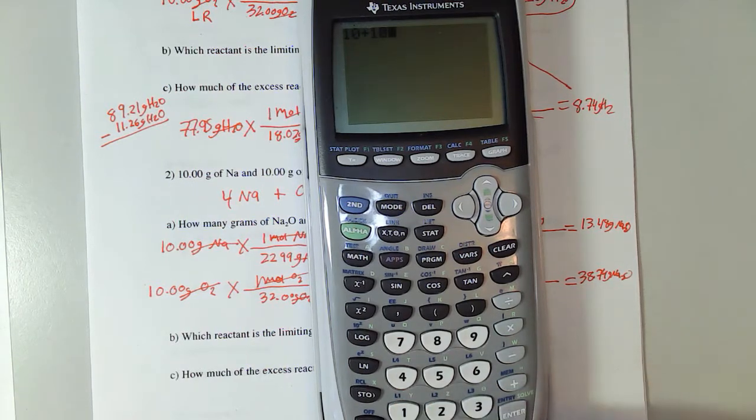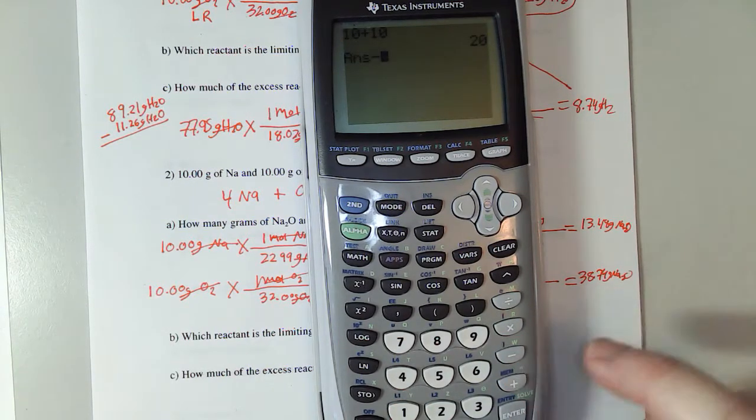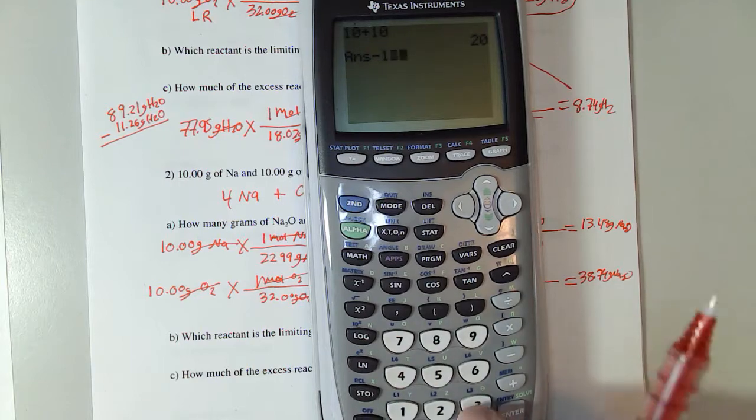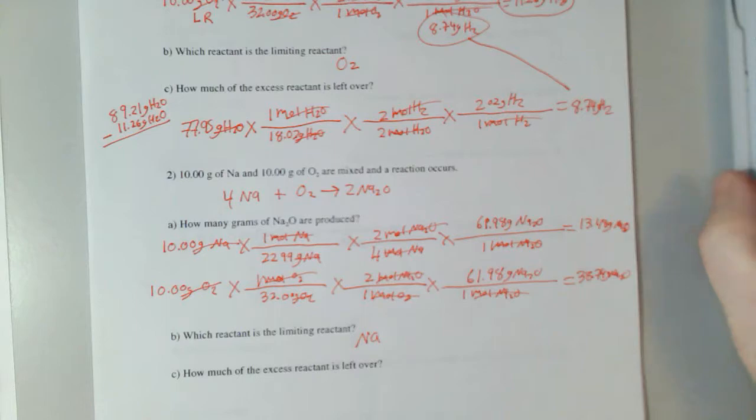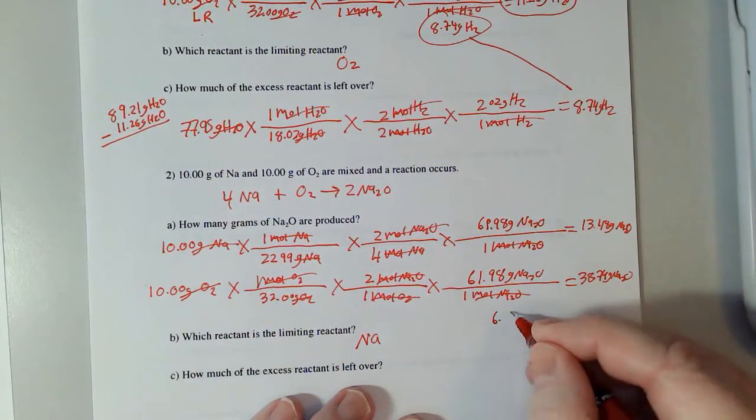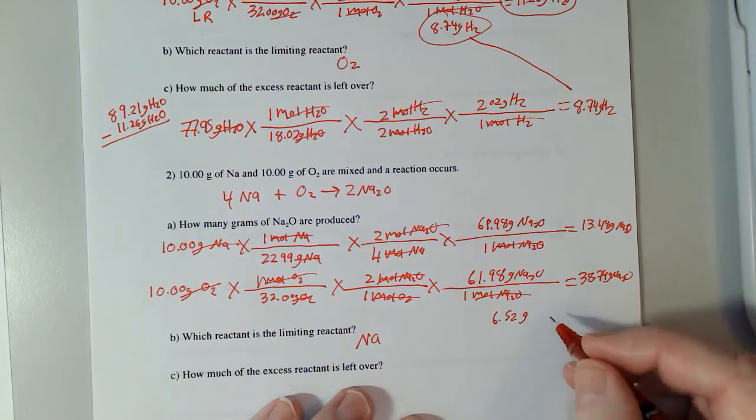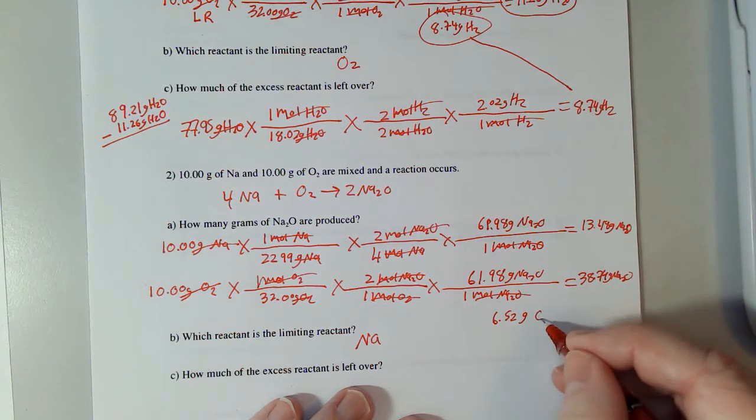10 plus 10 equals 20 grams, minus what I made, 13.48. That equals 6.52. Okay? So I could say 6.52 grams left over. What's left over? Who's the excess reactant? Oxygen.